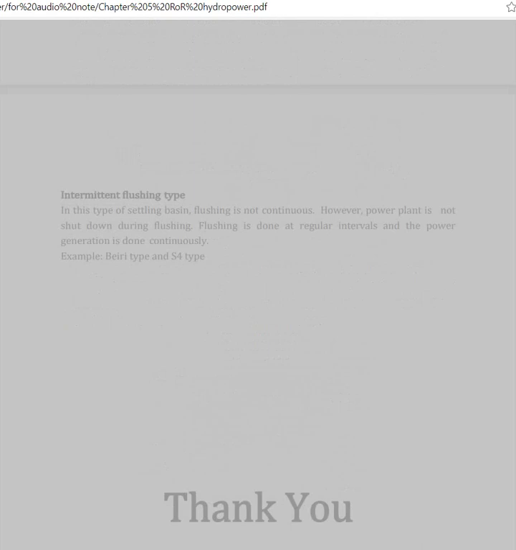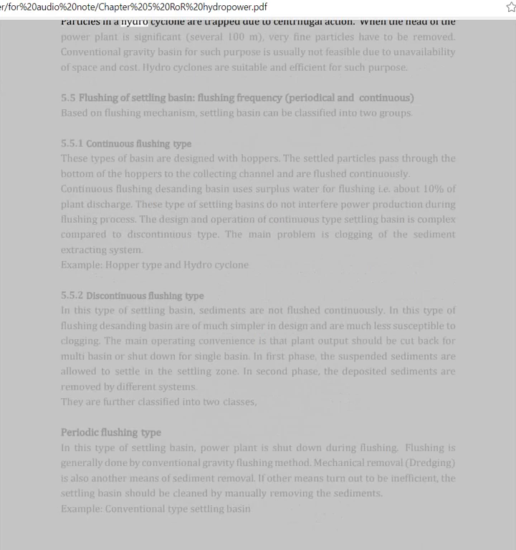114. Hydrocyclone. Particles in a hydrocyclone are trapped due to centrifugal action. When the head of the power plant is significant, several 100 m, very fine particles have to be removed. A conventional gravity basin for such purpose is usually not feasible due to unavailability of space and cost. Hydrocyclones are suitable and efficient for such purpose.